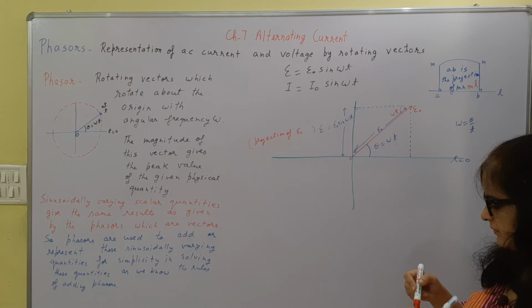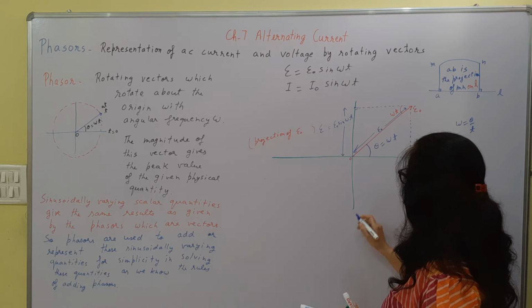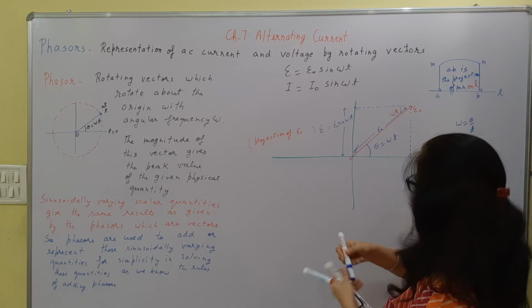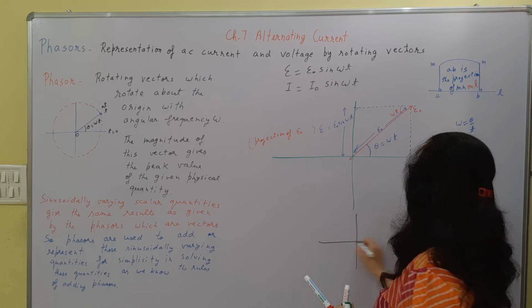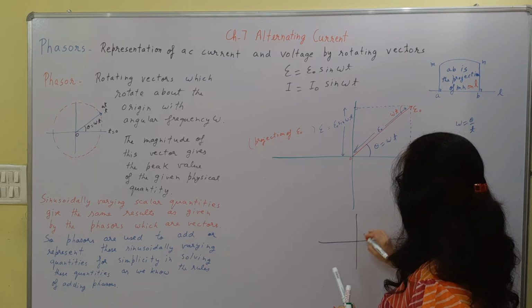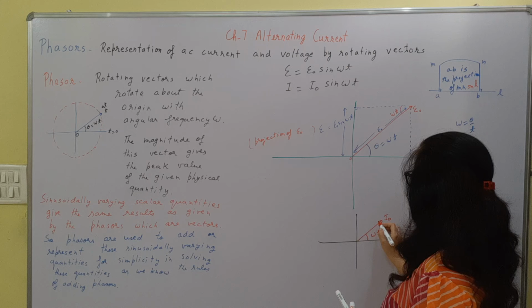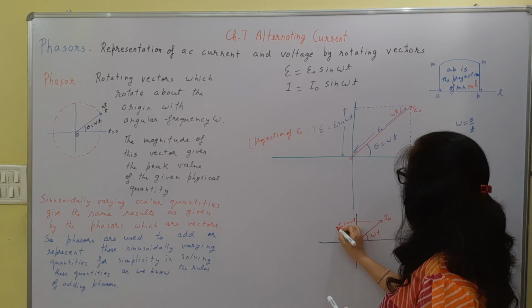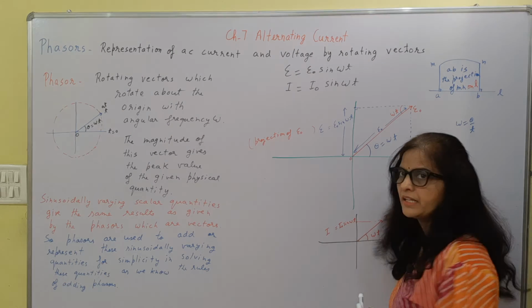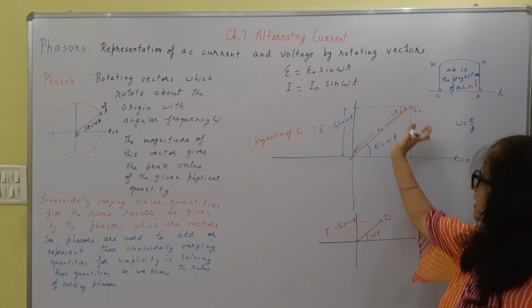Now if I have current also here, suppose the current is here, it will be messed up. I would like to draw it in a separate diagram. So if I want to draw it for current, then if this is your current, this is omega t, then the projection will be this, and this will give you I naught sine omega t, and this will be the value at any instant t, right?